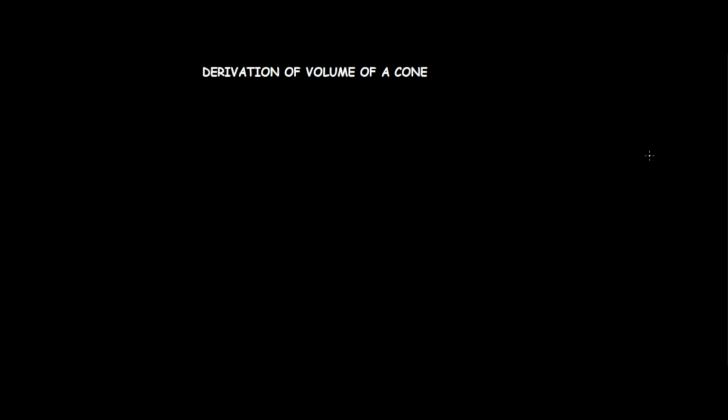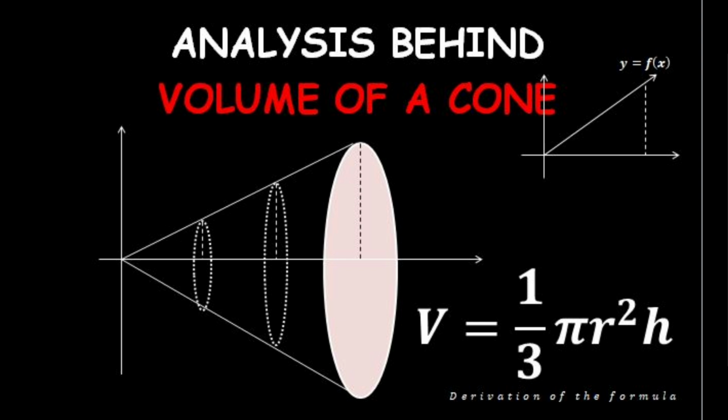Back then in secondary school, when we were asked to find the volume of a cone, all we did was cram and solve the question, including myself. So in this video, I'm going to be showing you how we derive the formula for a cone. And this formula is basically V equals 1/3 pi r squared h.